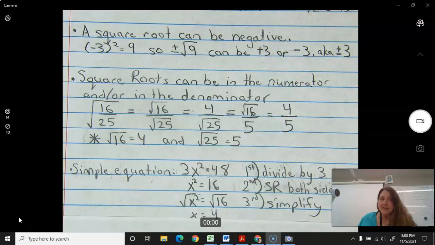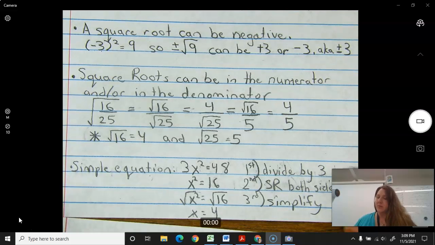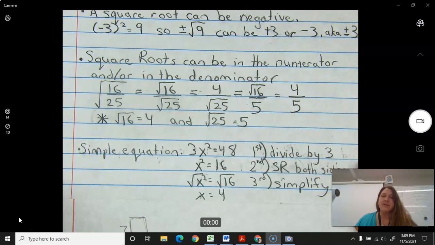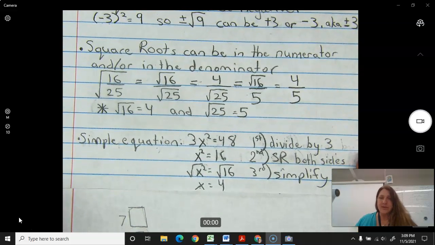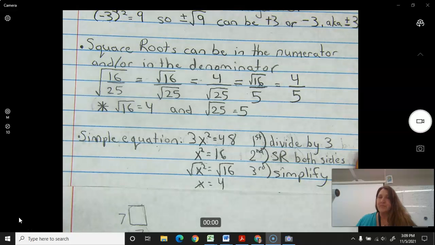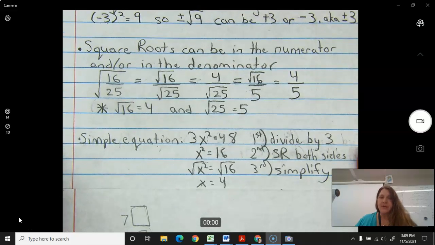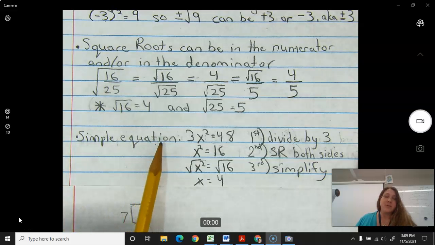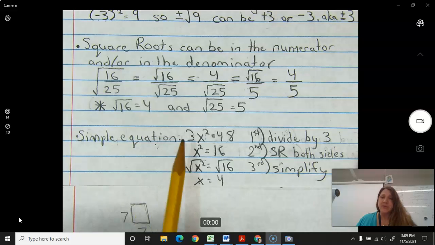Our last bit of information is another way that you can see your radicals, which is in an equation. Again, remember to pause the video and copy down these notes as needed. You can write it in this situation as a simple equation.